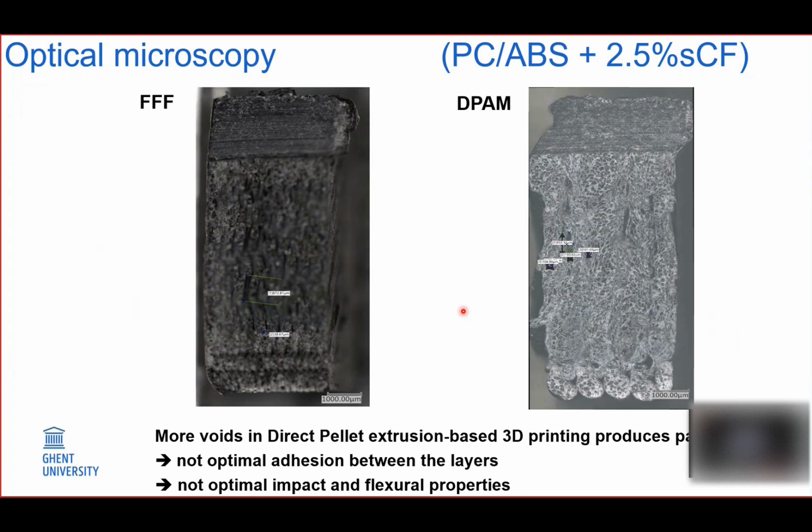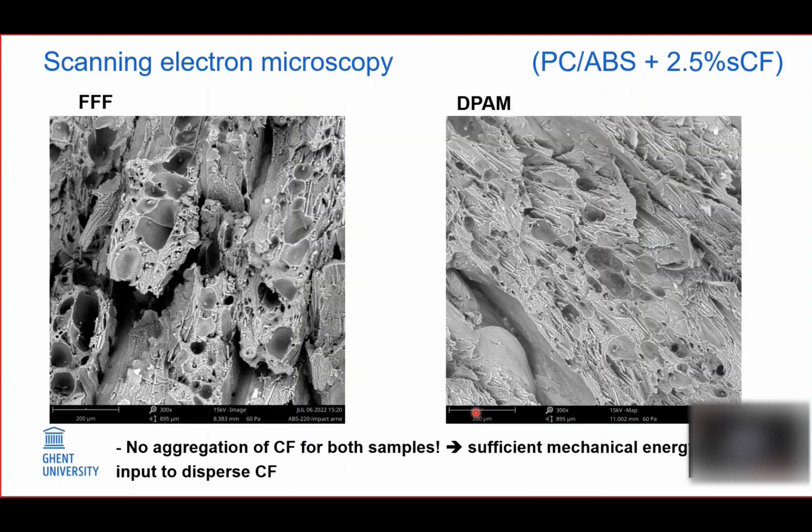We wanted to explore more the reasons why our pellet-based additive manufactured parts fail in the impact tests. That's why we recorded optical microscopic images, and we saw voids in the structure. So you can see that there is not an optimal adhesion between the layers. We are printing too fast to get good adhesion between the polymer layers. That, of course, affects our flexural properties negatively.